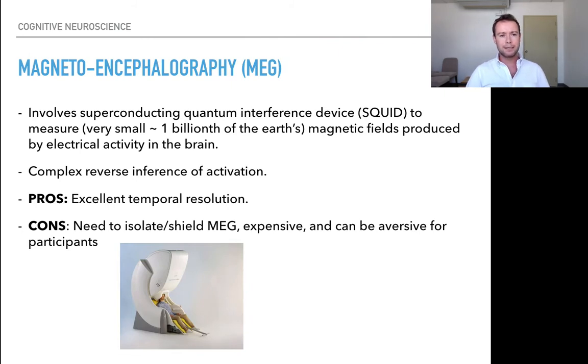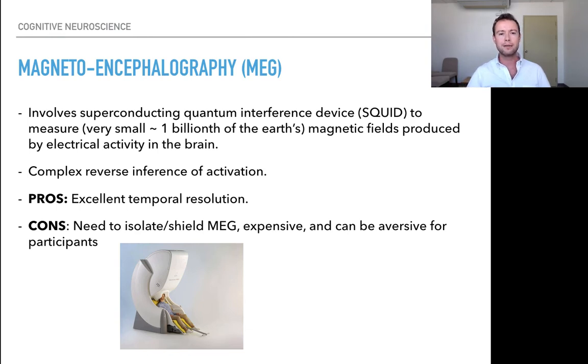So fMRI and EEG are perhaps the 2 approaches that we're going to encounter most frequently throughout this course and also for the rest of your degree. But they're not the only methods. Another one is magnetoencephalography, or MEG.